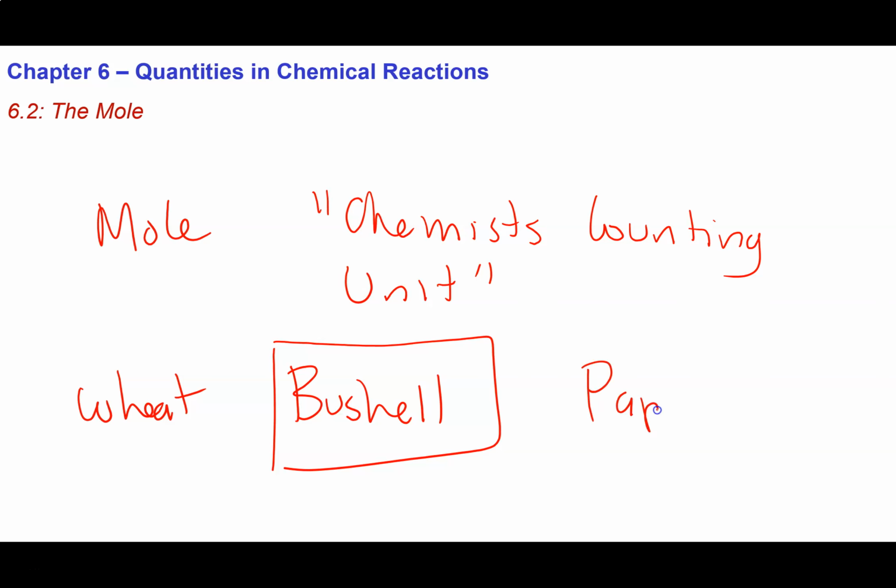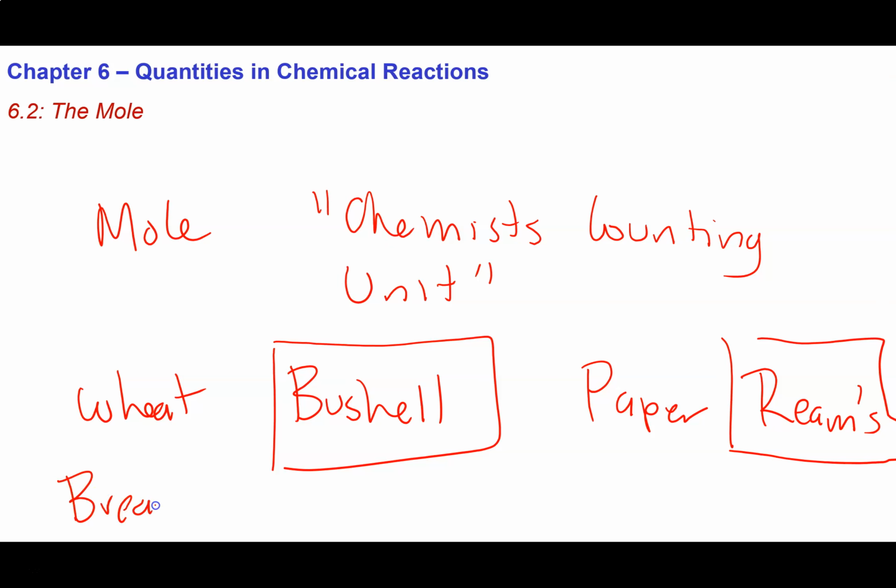If I'm buying paper, I don't buy individual sheets of paper because that would be inconvenient. Instead, I buy reams of paper, and every ream of paper contains the same amount. If I'm buying bread, I don't buy individual slices of bread. I'm going to buy a loaf of bread. So different disciplines have different counting units, and the main reason for having these different counting units is to have a reasonable number of the unit of interest.